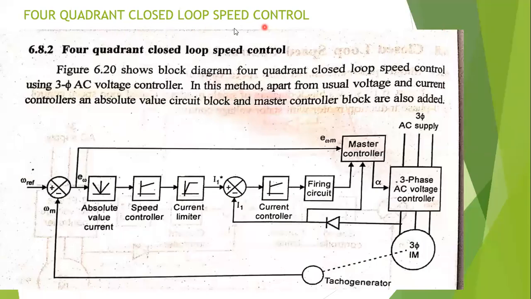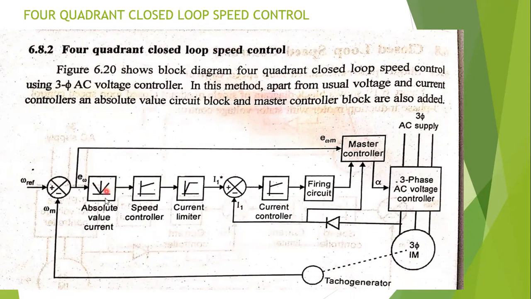According to closed loop speed control of induction motor. Okay, that's the speed control of induction motor. So here, what is the difference between single quadrant closed loop speed control and four quadrant closed loop speed control?